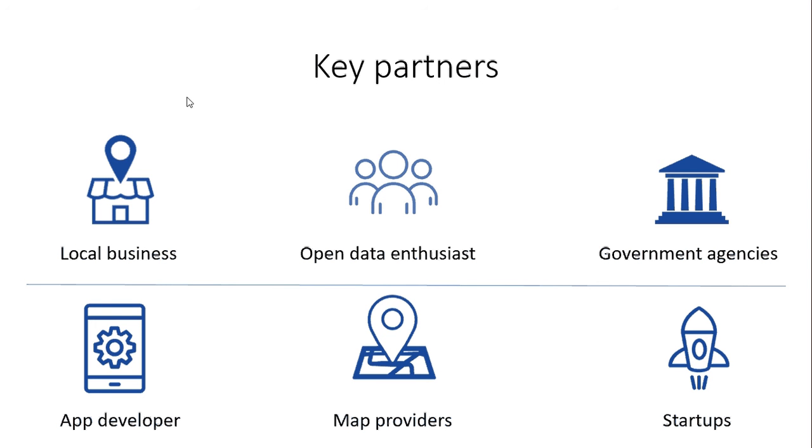So the key partners, there are six key partners I've listed here. The first one being local business, you have open data enthusiast or citizen data scientist, and you have other public sector agencies or local councils or counties. You have app developer community and map providers and the startup ecosystem as a whole. These are the key partners for the government's public sector open data program.